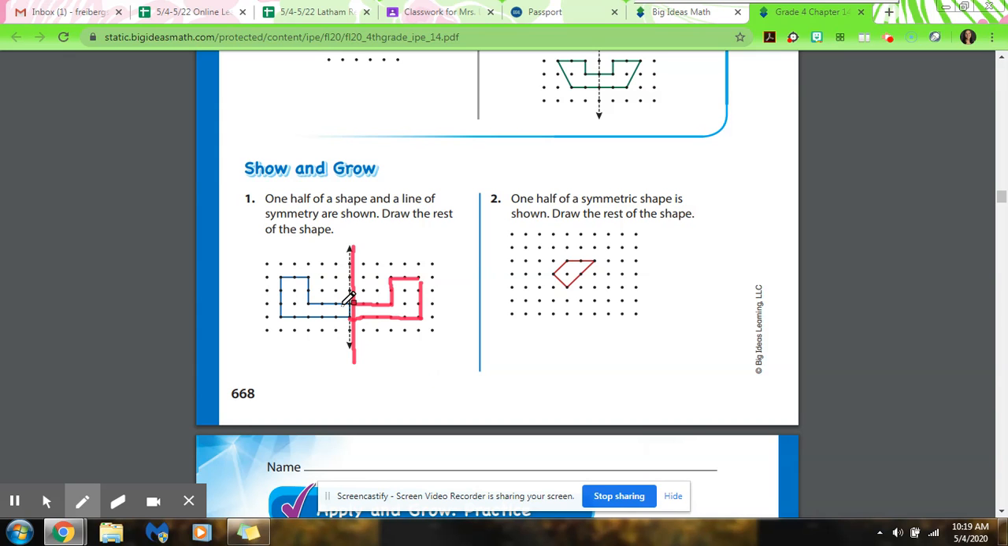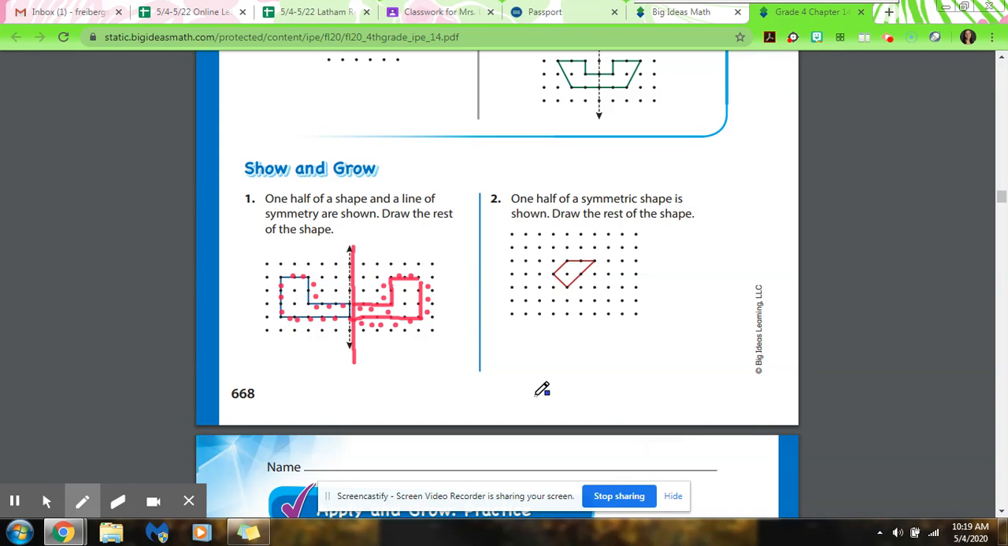Again, how I got that was I counted how many lines there are. 1, 2, 3, 1, 2, 3 lines here. 2 on the side, 2 on the side, 1, 2 at the top, 1, 2, 3 on the side, 1, 2, 3 on the side, 1, 2, 3, 4, 5 on the bottom, 1, 2, 3, 4, 5 on the bottom. And that is how I got them to be mirrored.